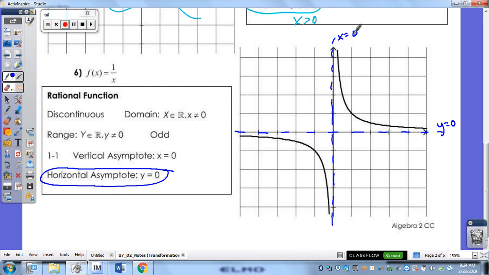It is 1 to 1 still. It would pass both vertical and horizontal line tests. And this is an odd function. But if you notice, it doesn't have an x-intercept, doesn't have a y-intercept, because it never actually touches those axes there. So just a little review of all of our different functions and the pieces that we've talked about them.